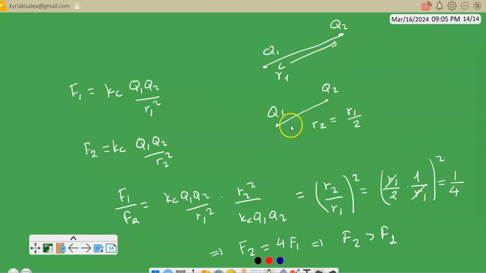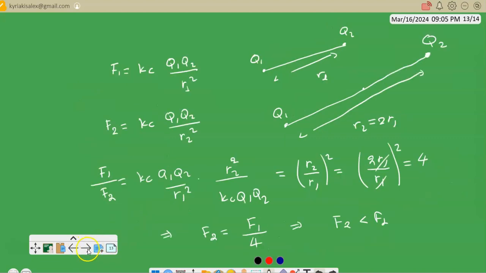As I decrease the distance between the two charges, the repulsive force between the two charges becomes bigger. So I bring these two charges closer, and the Coulomb force becomes bigger and bigger. In the previous case, I doubled the distance and the force attenuates, becoming smaller and smaller as I increase the distance.